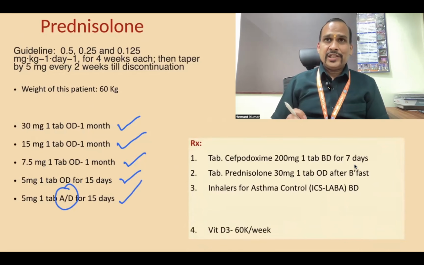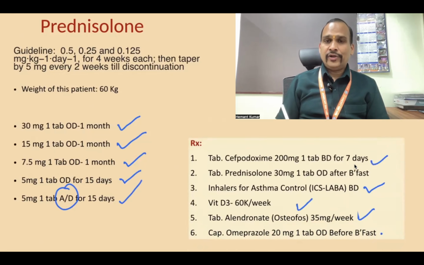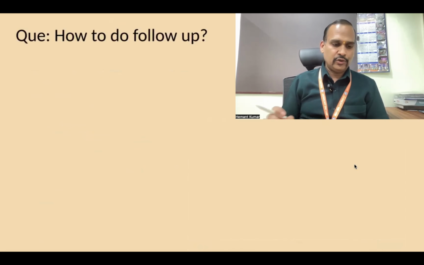So this is the prescription we gave to the patient, and along with steroid we have given antibiotic, treatment for asthma, vitamin D3, alternate for osteoporosis, and for gastritis we have given omeprazole.